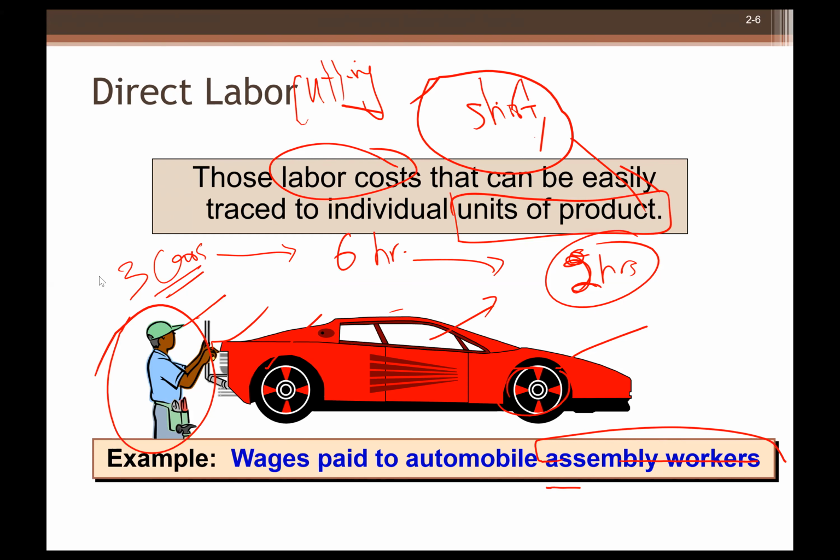That's it. The definition of direct labor and direct material is convenience and directness. Simple. You can directly and easily calculate. That's it.